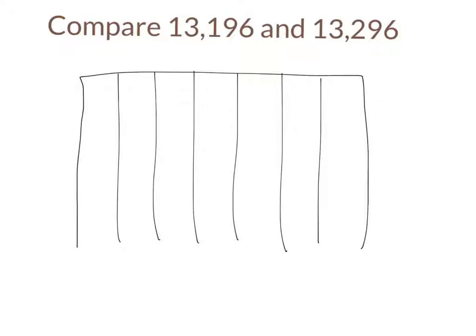Now in these two numbers, I don't see a decimal point. I see a comma, but I don't see a decimal point. Where would the decimal point go? Kish? Behind the 6. Right here and right here.